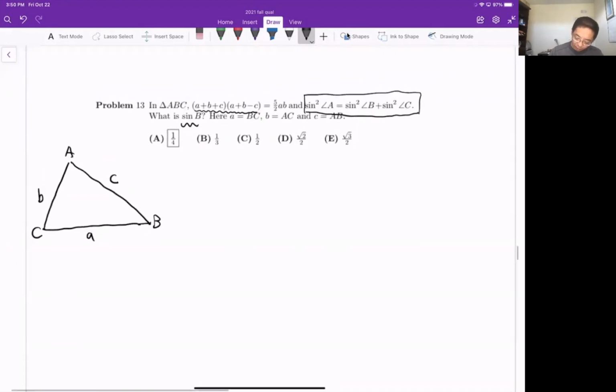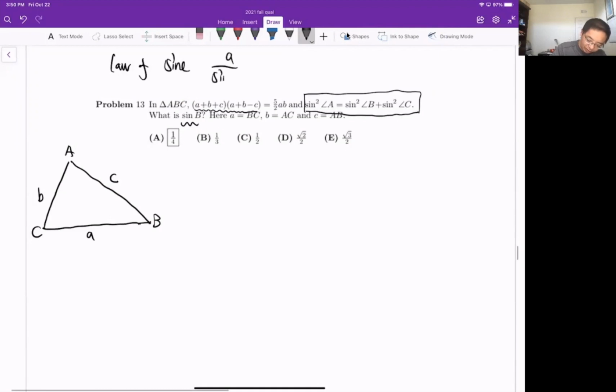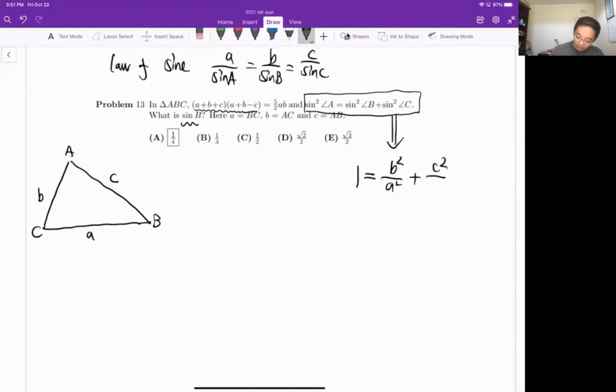So if we recall the law of sines, a over sine A equals b over sine B equals c over sine C. Then if you plug it in here and divide by sine squared A on both sides, you get 1 equals b squared over a squared plus c squared over a squared. This tells us a squared equals b squared plus c squared. Therefore, by the Pythagorean theorem, this is a right triangle.